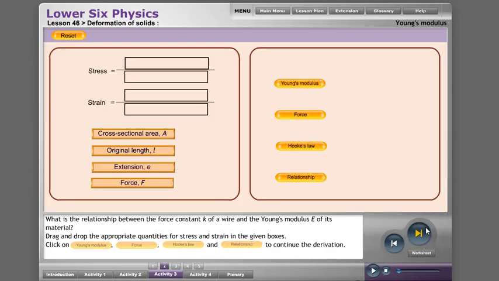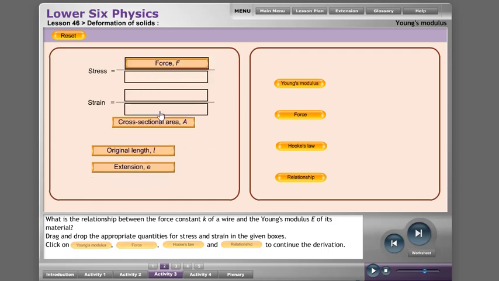What is the relationship between the force constant K of a wire and the Young's modulus E of its material? Drag and drop the appropriate quantities for stress and strain in the given boxes. Click on Young's modulus, force, Hooke's law, and relationship to continue the derivation.